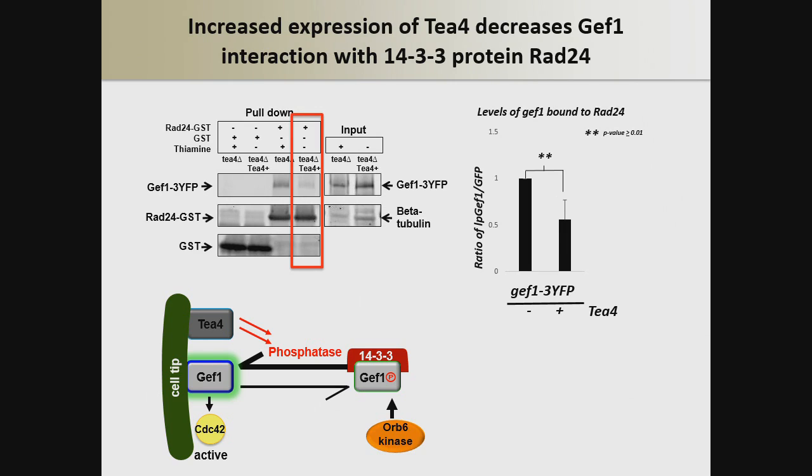And you can see we saw a decrease in the levels of interaction of Gef1 with the 14-3-3 protein Rad24 when we overexpress Tea4, suggesting that one of the purposes of the complex might be opposing this NDR-mediated phosphorylation of Gef1, promoting Cdc42 activation.